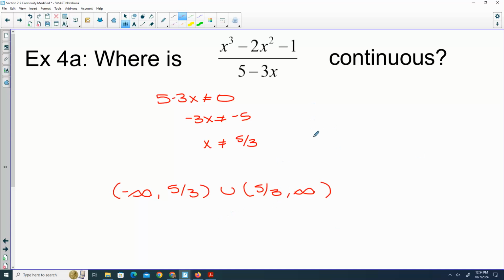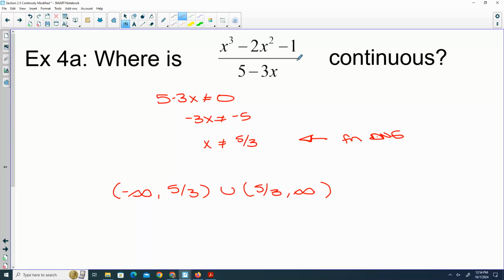If I asked you why it is not continuous at 5/3, which rule of continuity does it break? The function does not exist there because it makes the denominator 0. To check if it was removable or infinite, what we'd really have to do is try to factor the top. If it canceled out, that's removable. That's a hole in our graph. If they don't cancel, it's infinite. We have a vertical asymptote.